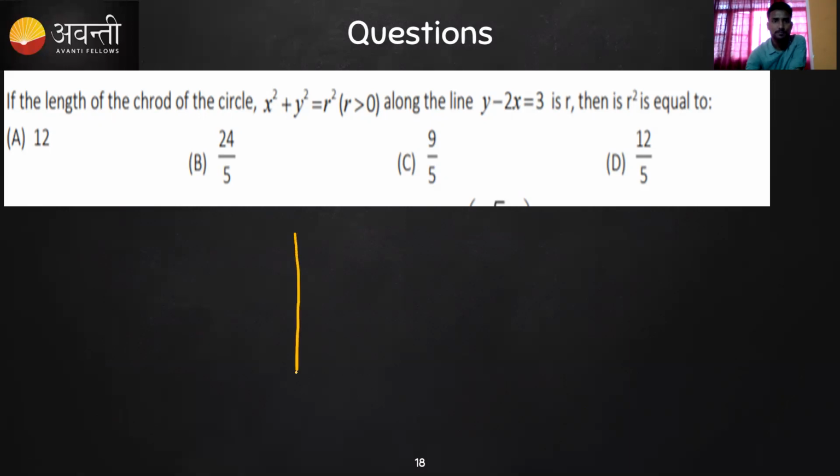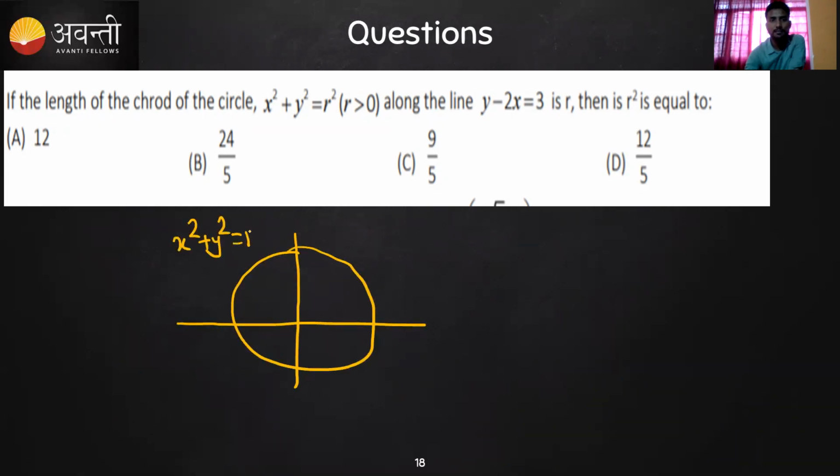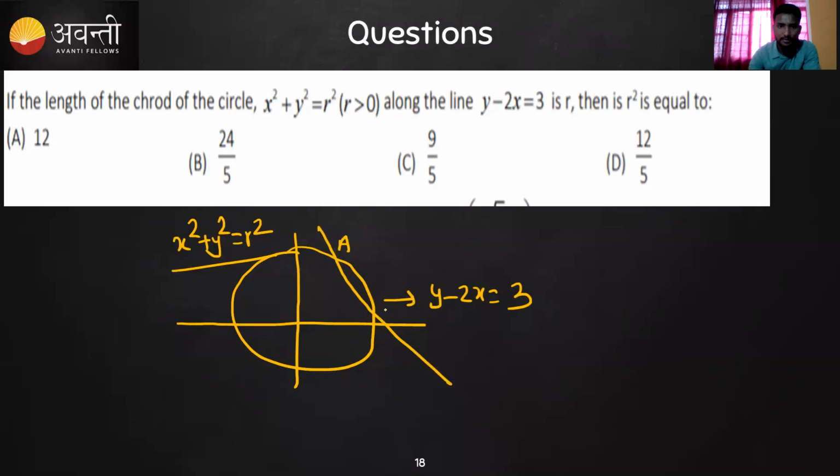So we are saying what we can do. We have this equation, this circle equation. So just draw the circle. It is x square plus y square is equal to r square, right? And it is saying the length of a chord. There is a chord which is along the line y minus 2x is equal to 3. So suppose this line is like this. So this is basically nothing but y minus 2x is equal to 3. So we have the length of this A and this B, AB. This is the chord.